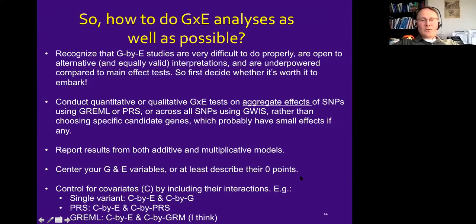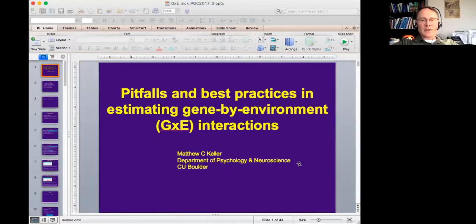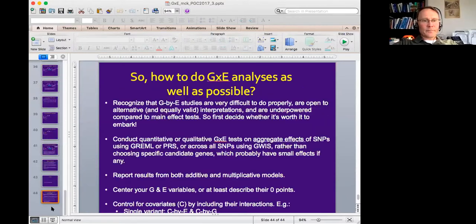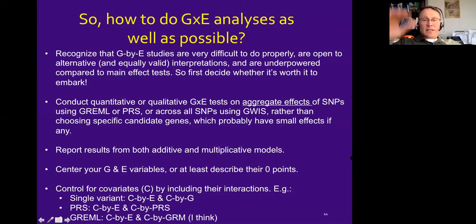It's important to center the G and E variables, and that helps in the interpretation of the simple effects in the models. If you don't do that, then at the very least, it's crucial to describe what the zero level of G or the zero level of E means, so that readers can interpret the simple effects.